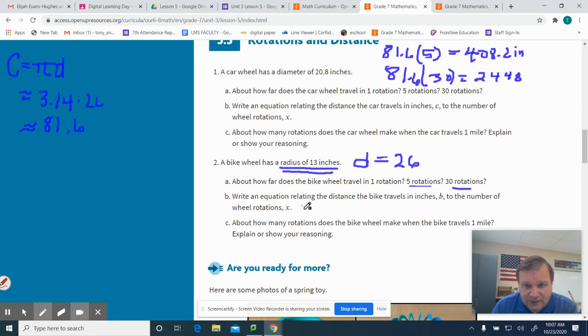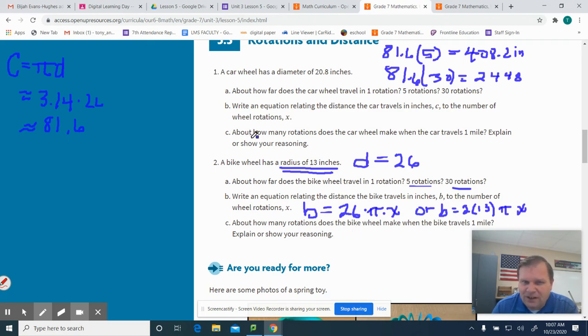Just like the last one, we need that equation. We want B to equal something, and that's how far the bike wheel will travel is what B stands for. So we know that we're going to multiply the diameter, 26, times pi times the number of rotations. Okay. Now another way we can look at this is B is equal to 2 times 13 to represent that diameter, and then times pi times x. Either of these will be correct.